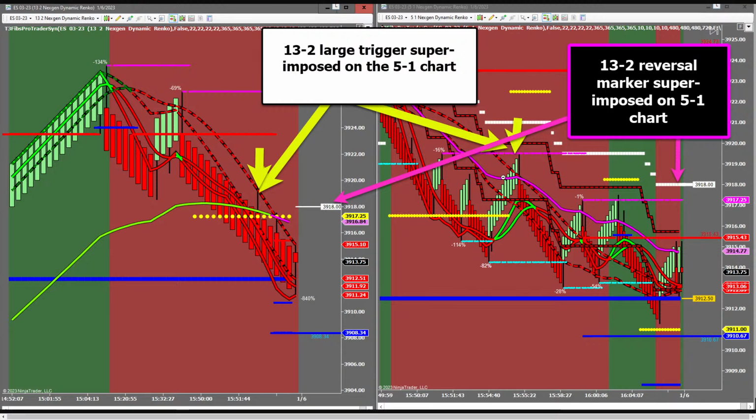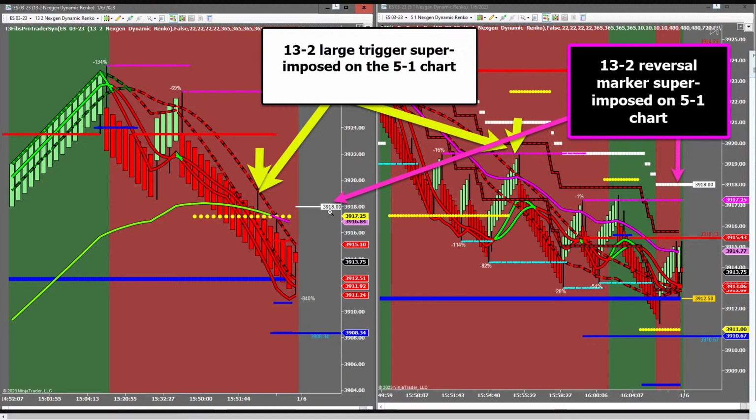My thought, to simplify the chart reading for new users, was why not superimpose the 13-2 large triggers on the 5-1 chart instead of an ambiguous 8-range large trigger. That way you can see the trigger that's on the left superimposed on the right. I did add the 13-2 reversal bar marker. Some of you may want this, and some of you may opt to turn it off. It's the exact same price or reversal bar marker, 39.18, on the 13-2 chart.